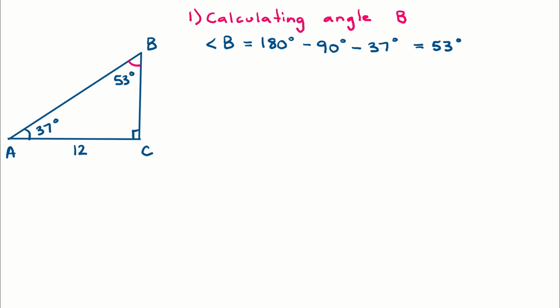So I'm going to use the angle that we already have, the 37, and I'm going to label this side as lowercase a. So how do we calculate lowercase a? Well, we can do that using our trigonometric ratios. So remember SOHCAHTOA.